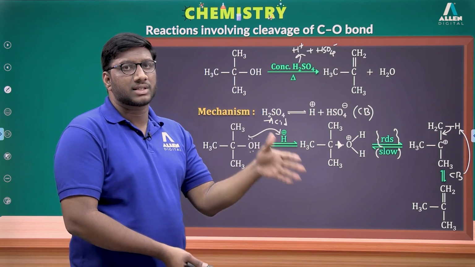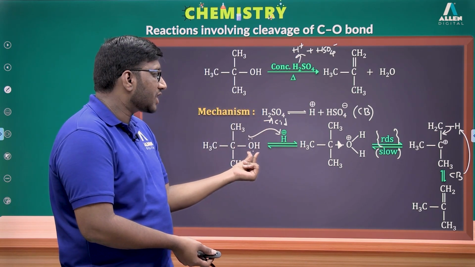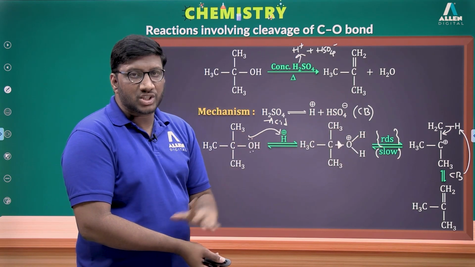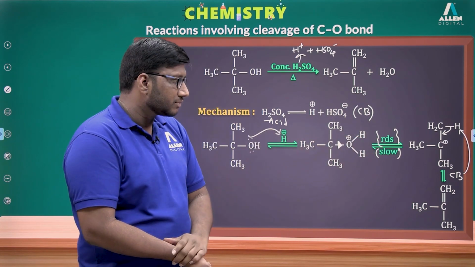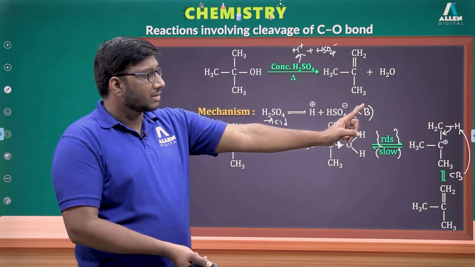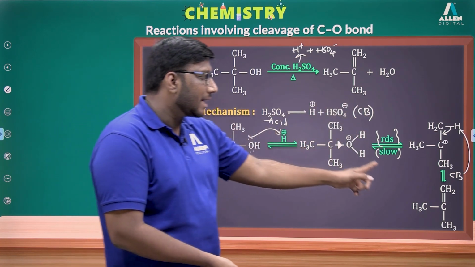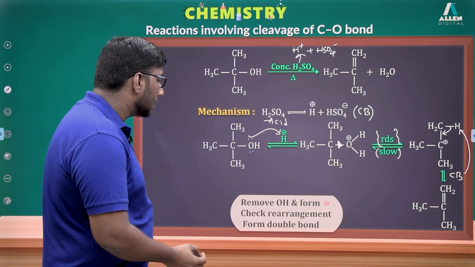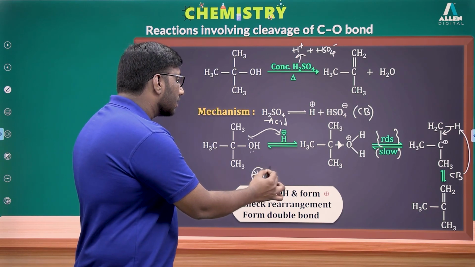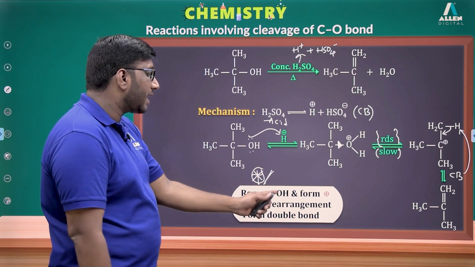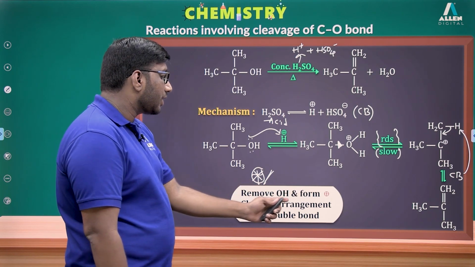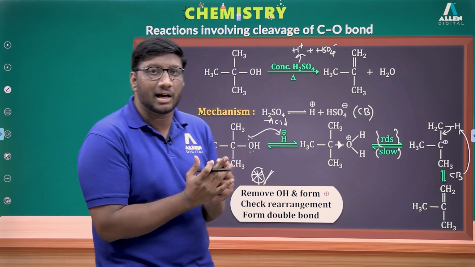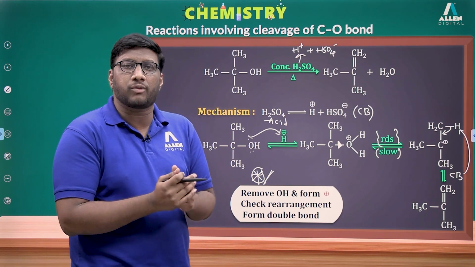If you summarize, step 1, protonation of alcohol, OH converted to OH2 plus. Step 2, remove the water, which is the rate determining step. So dehydration happened here. Whatever carbocation is obtained will undergo rearrangements. In the final step, elimination happened, that means you are getting an alkene. So what is the summary of this dehydration reaction? Remove OH, check for rearrangements in the carbocation, and finally form the double bond. Understood, students? So this is the mechanism of dehydration of alcohol.